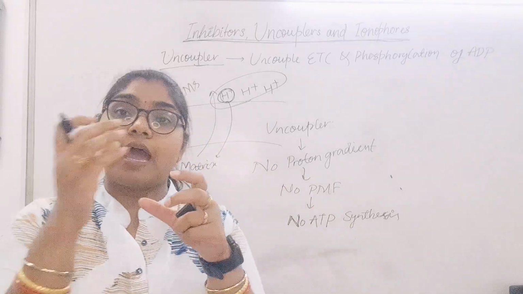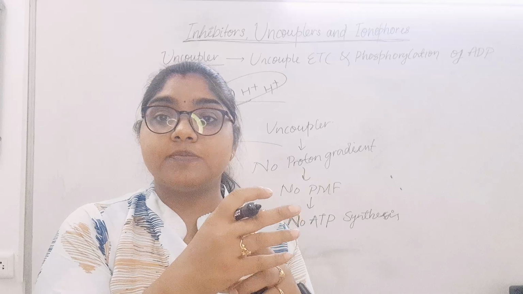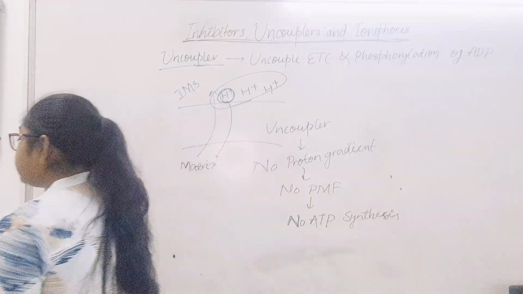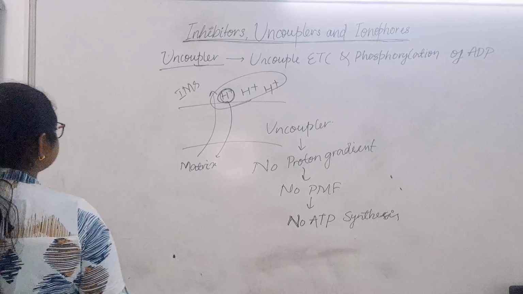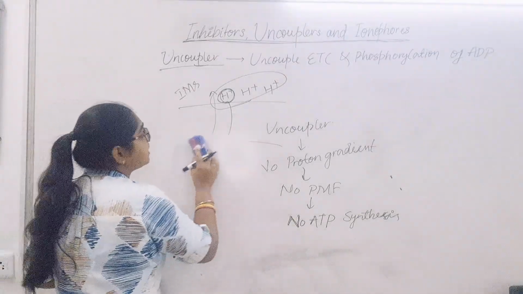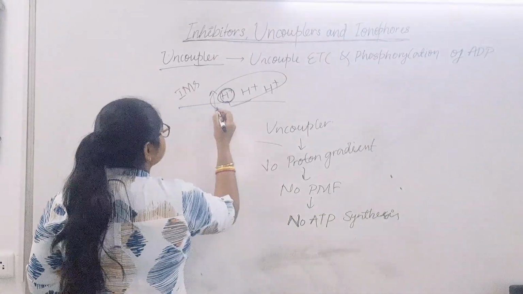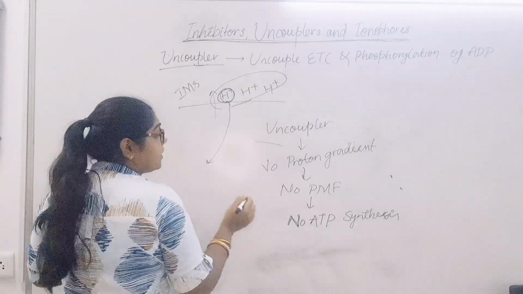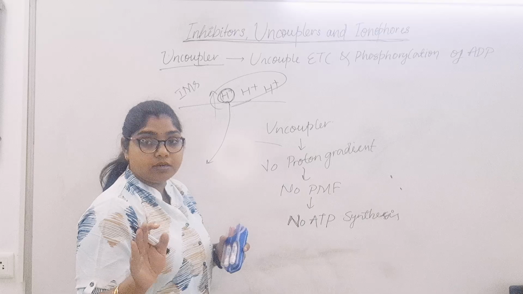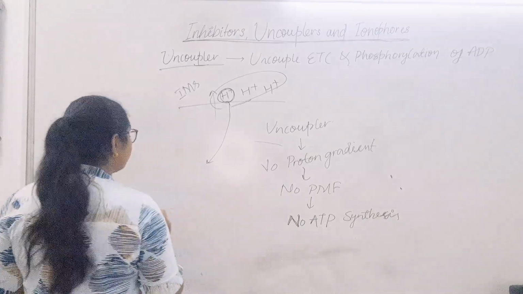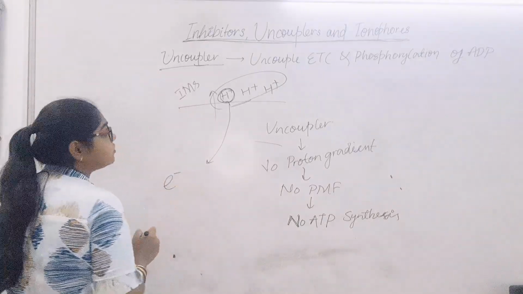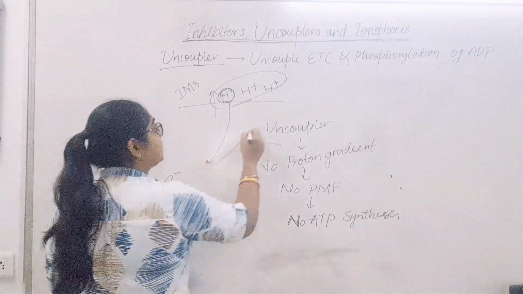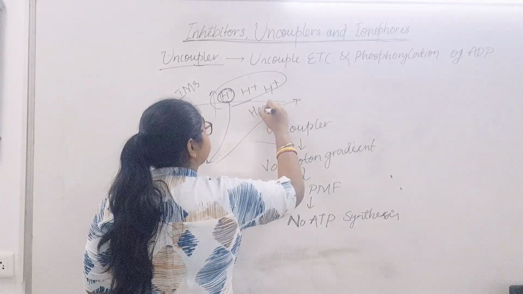They will bind with the protons from the intermembrane space and bring them back to the matrix. Now let's see some examples of these uncouplers. So what happens when they bring it back to the matrix? Now ATP synthesis cannot take place. So then what happens? The energy that is released from the electron transfer, they release as heat.